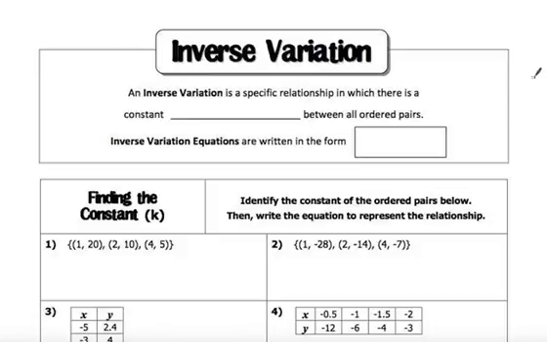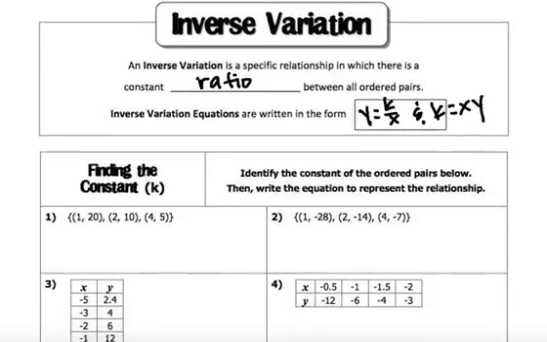Inverse variation. With direct variation, our equations were y equals kx and y equals k over x. Inverse variation is going to be a specific relationship in which there is a constant ratio between the ordered pairs, and our inverse variation equations are going to be y equals k over x and k equals xy.